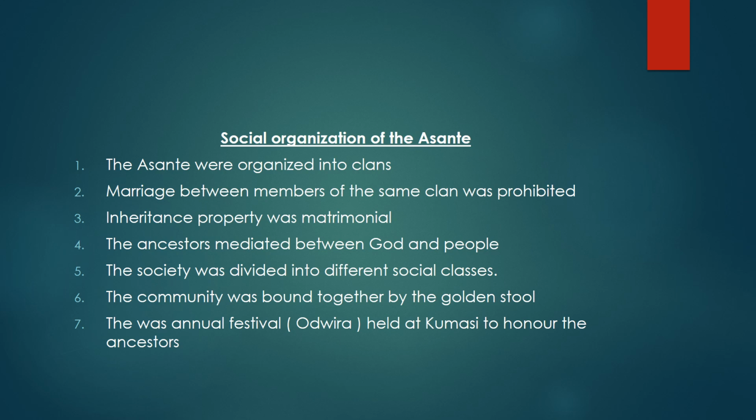Number 2, marriage between members of the same clan was prohibited. Number 3, inheritance of property was matrilineal. Number 4, the ancestors mediated between God and people. Number 5, the society was divided into different social classes.